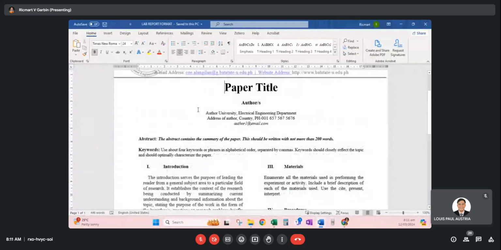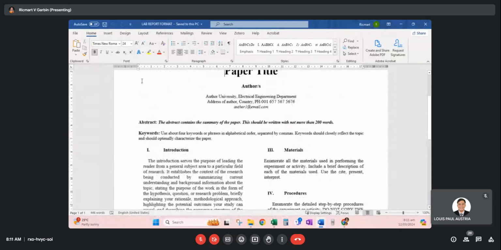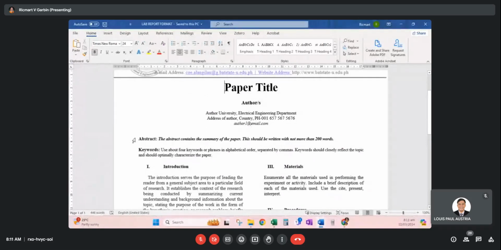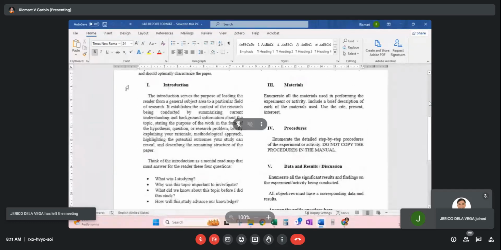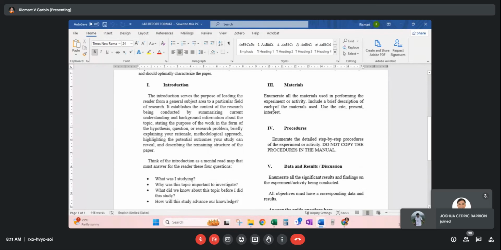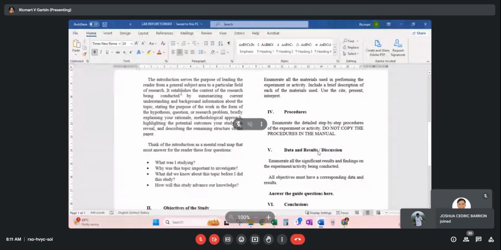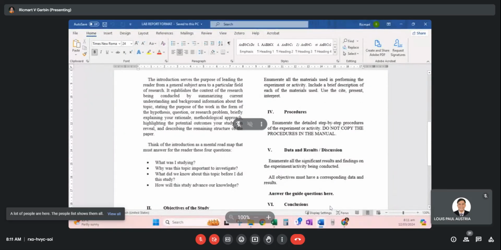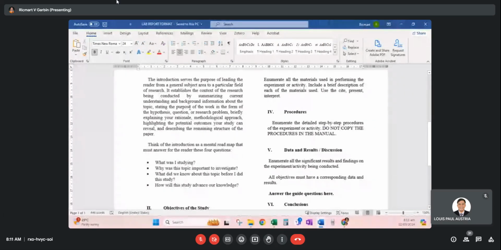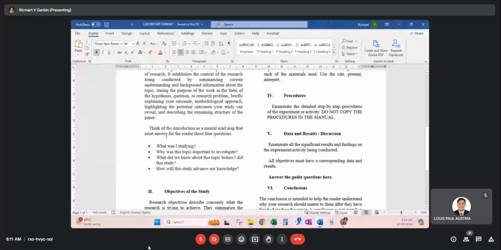So, this is sadyang naka single column dun sa pamula title hanggang keywords, then double column na siya or two columns na siya pagdating ng introduction onwards. So, wag niyong babaguhin ang format nitong paper. Then, for the introduction, the introduction serves the purpose of leading the reader from a general subject area to a particular field of research. And so, ito yung mga ilalagay nyo doon.